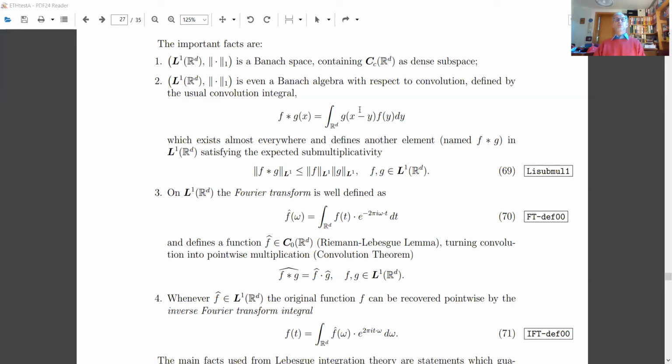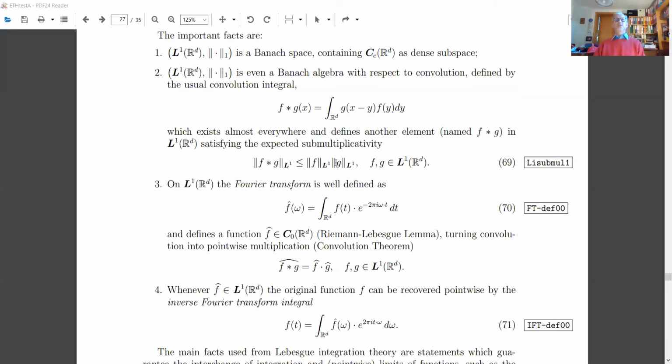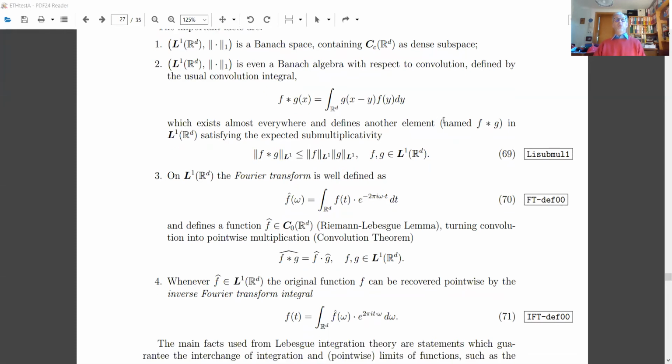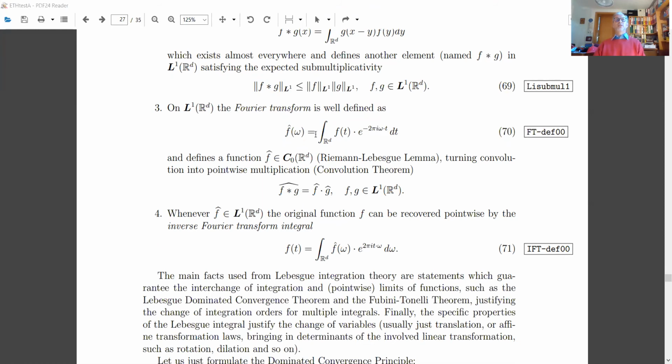I've already mentioned that convolution is well defined and satisfies the expected inequality, the submultiplicativity. We can define the Fourier transform, and if you say, for me, the Fourier transform is an integral transform with a complex pure frequency e to the minus 2 pi i omega t, and I use the 2 pi in the exponent, then of course the absolute value of the integrand is the same as the absolute value of f of t. So it's exactly integrability which makes this integral work. And we will discuss that we don't need integrals to define the Fourier transform, that's the key.